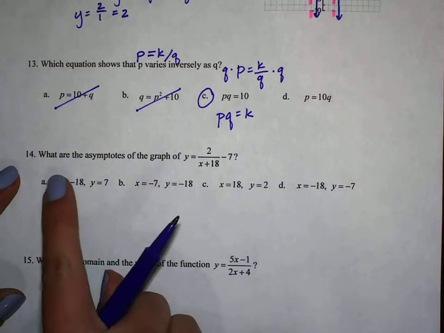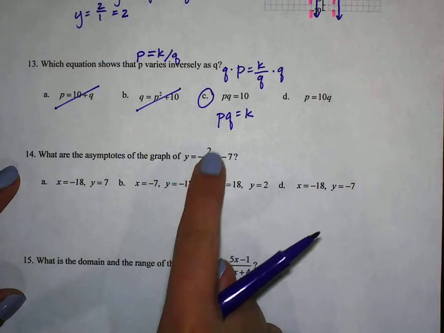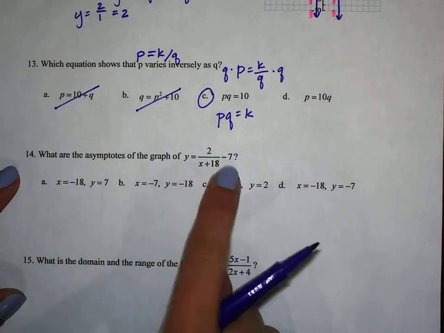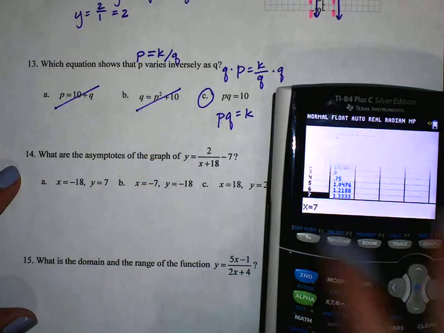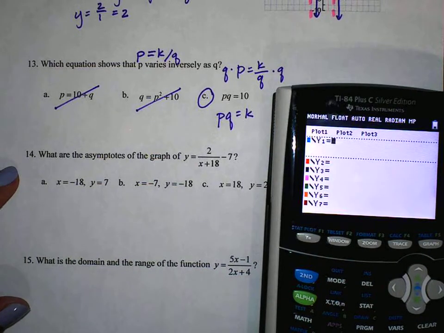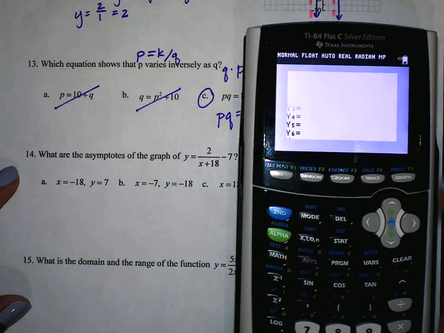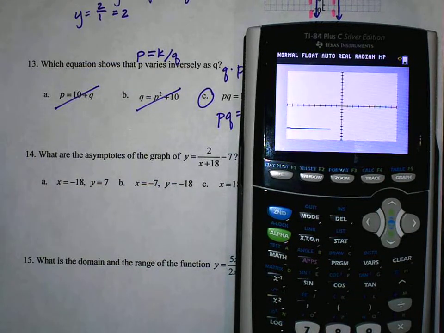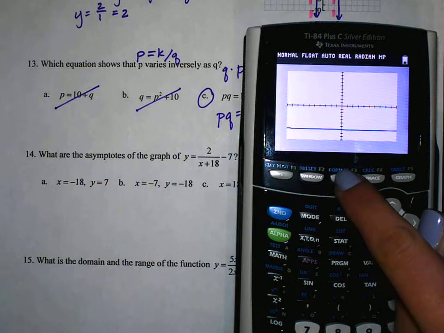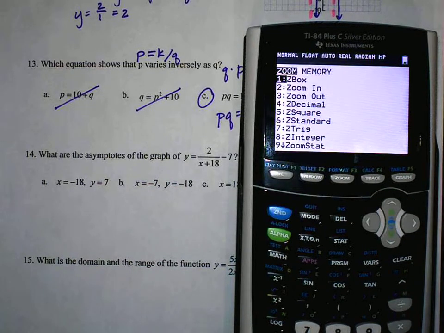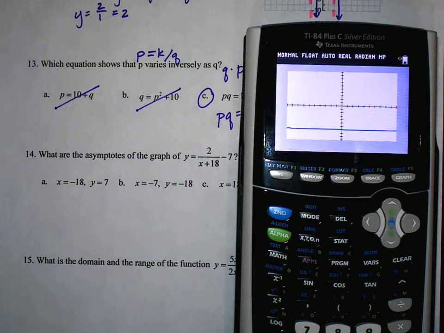For number 14, what are the asymptotes for the graph of y equals 2 over x plus 18, minus 7? Well, let's just go ahead and graph this on our calculator. So 2 divided by, we put x plus 18 in parentheses, and then minus 7 after that. Graph. Okay, that's not really descriptive on the graph, so I'm going to hit zoom out, which is option 3. Hit enter one more time.